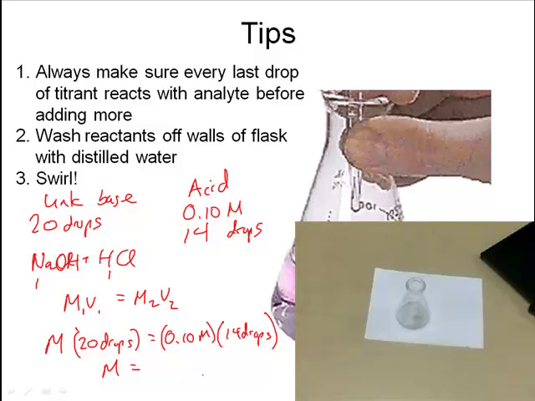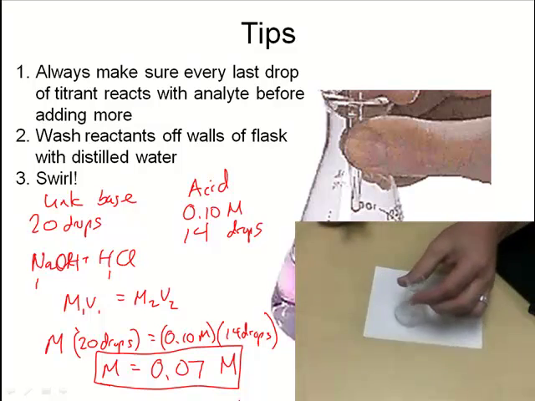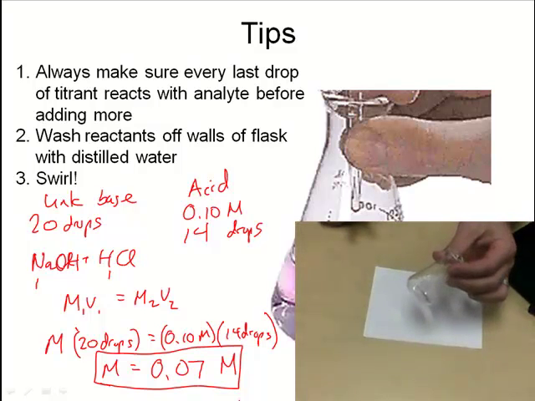0.1 times 14 divided by 20. And this gives us a concentration of the base at 0.07 molar. So our basic solution that was unknown had this concentration from our very quick and speedy titration.